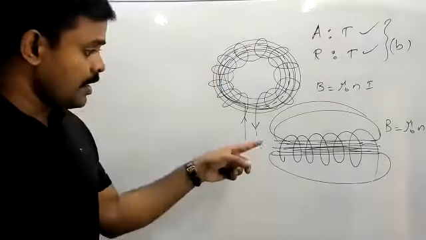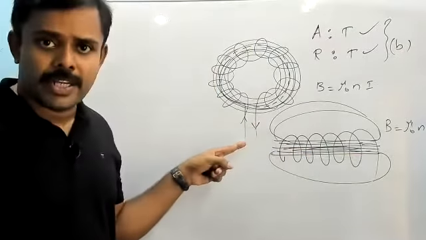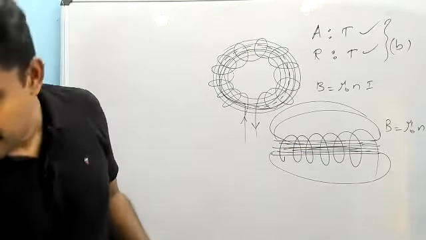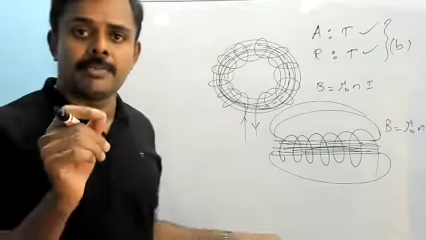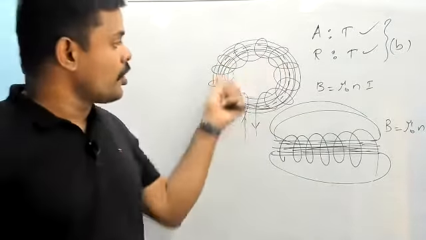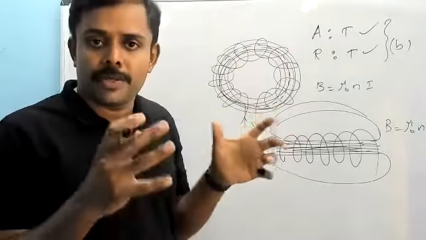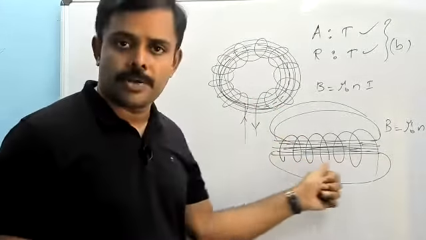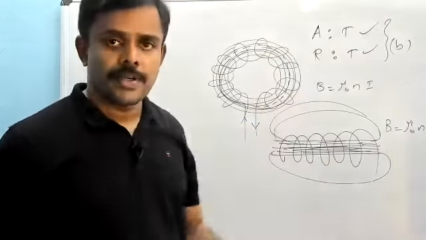Is it because of the uniform nature that it can't be confined? No, that is not the reason. I'm repeating the statements one more time. Statement number 1 is correct. The assertion is correct because it says that in a toroid, the magnetic field can be perfectly confined inside the core, while in a solenoid it is not possible. Yes, that is true.